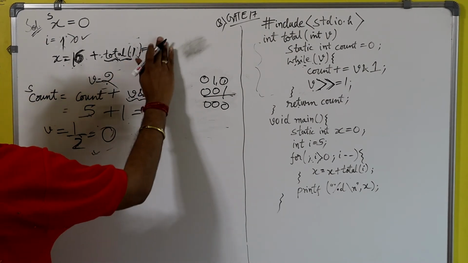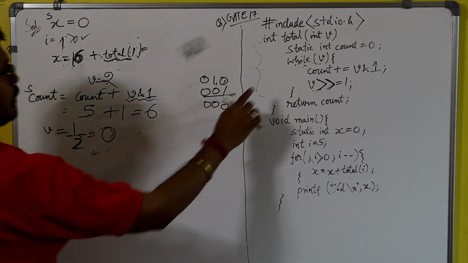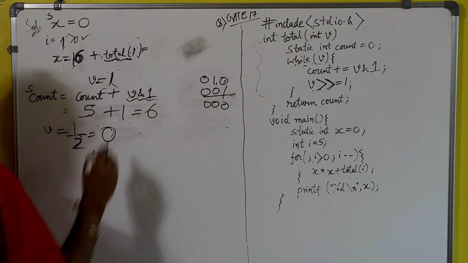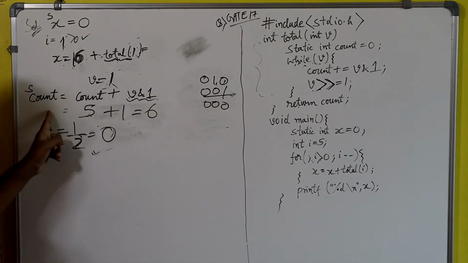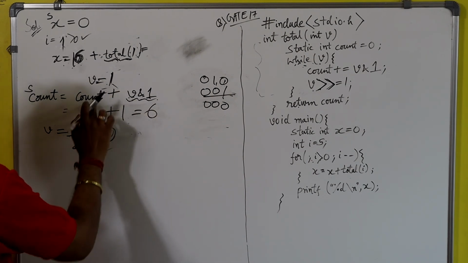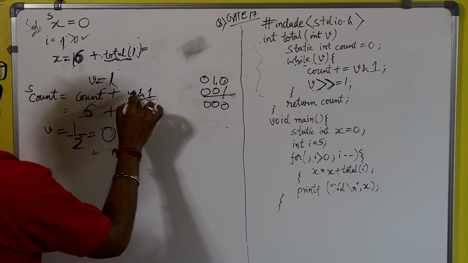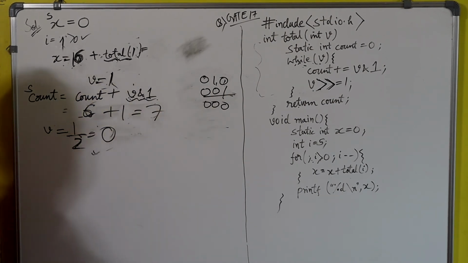Fine. So let's go to the total function. In the total function, the value of v will become 1. So now while of 1 is true. So count is equal to count plus v and 1. What was the value of count? The value of count was 6. So let's write 6 in place of count. Count plus v and 1. The value of v is 1, 1 and 1 is 1. So 6 plus 1 is equal to 7.